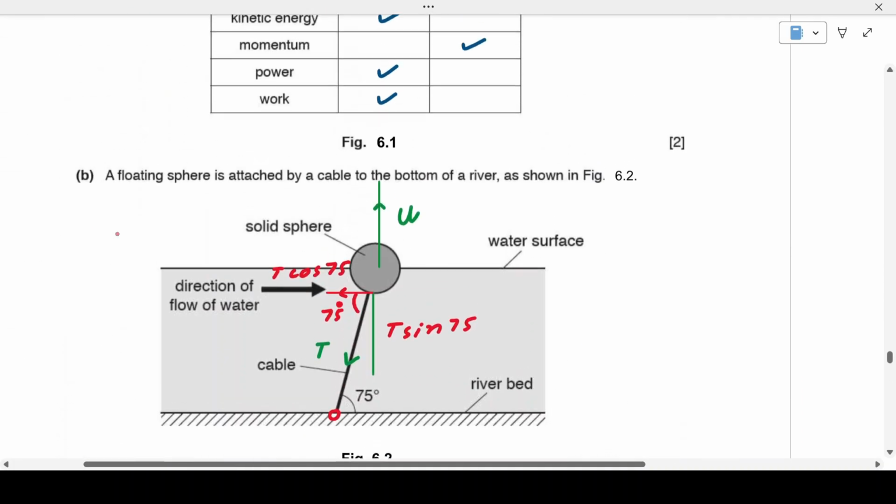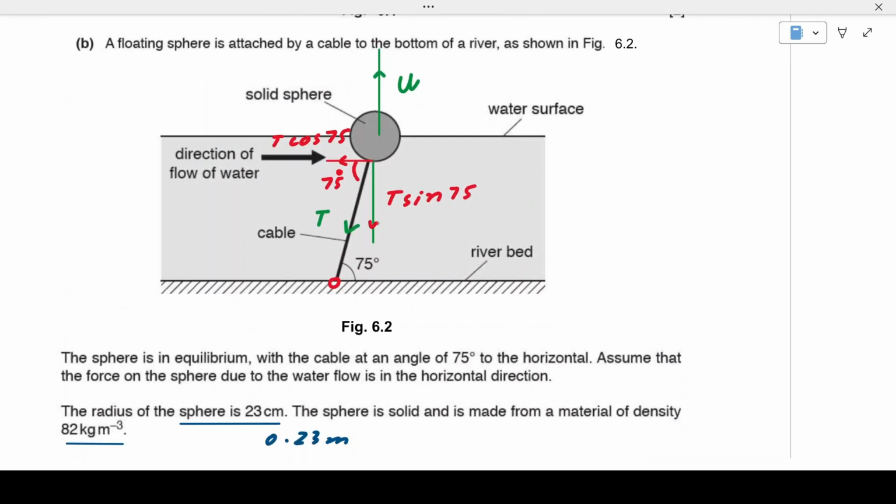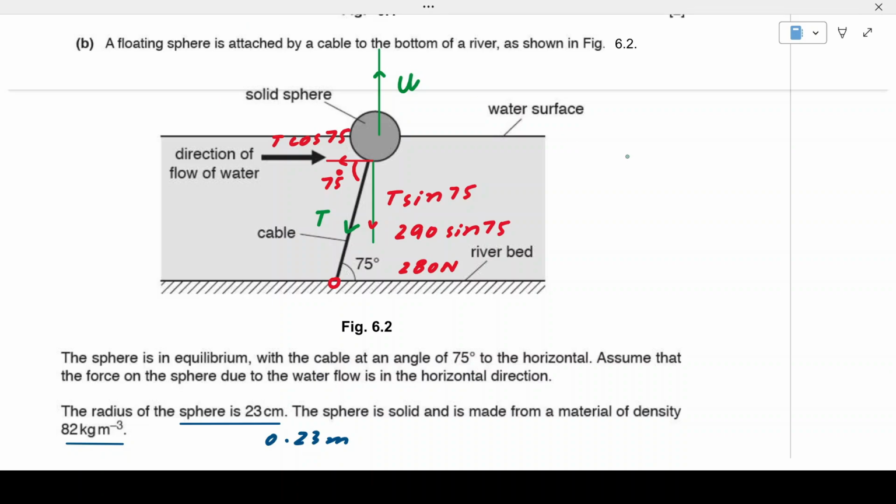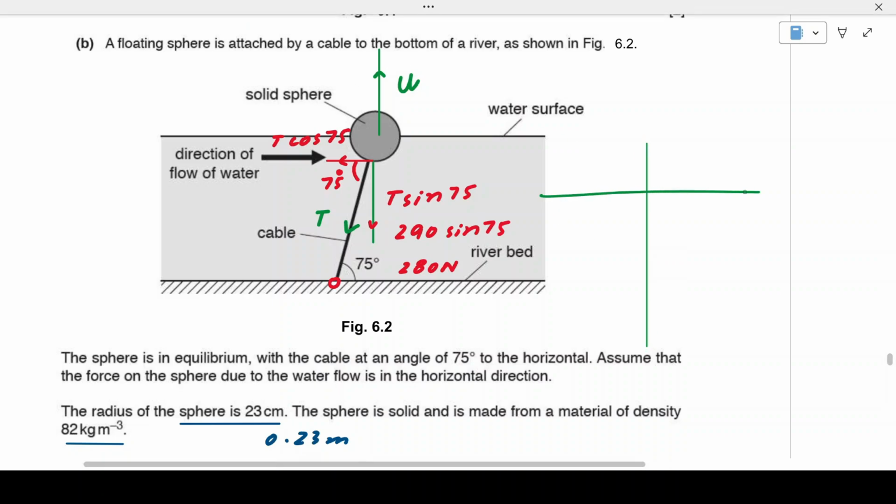So tension is given as 290. So this one would be 290 times sine 75, 280. This one is 280 Newton. So one of the forces downward is a component of tension. I should write here, upward forces over here.